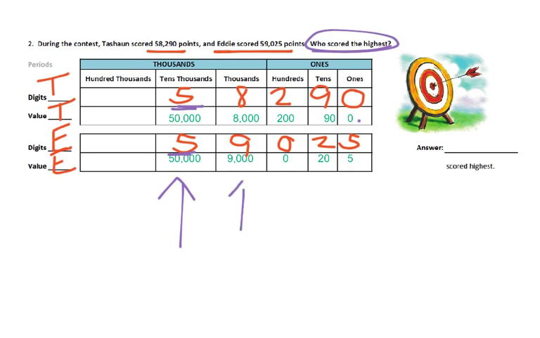So I'm going to go down to the next largest place value, which is the thousands. Okay, I'm moving on because I had the same number in the 10,000s place. So now I have 8,000 for Tayshawn versus 9,000 for Eddie. Okay, an 8 versus a 9. So the 9 is going to be larger, therefore Eddie scored the highest. So I can write Eddie scored highest. And you can see that with this place value chart. I'm going to give you a moment to get that jotted down.